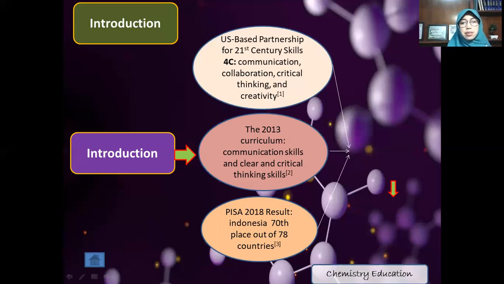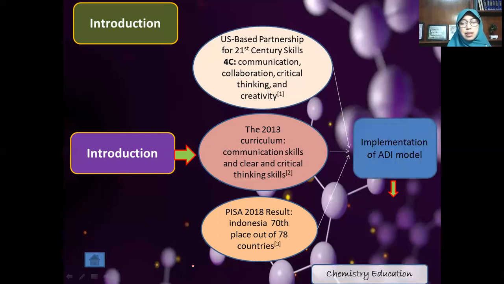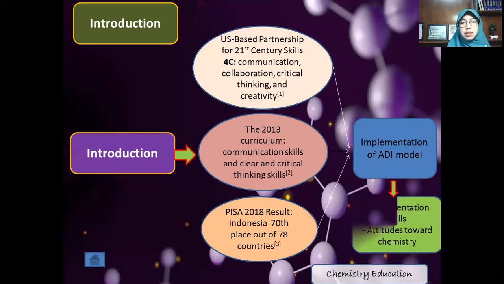Because of that, we have to get a solution. One of the solutions is the implementation of the ADI model. The research has two aims: the first is observing the argumentation skill, and the second is observing the attitude toward chemistry.